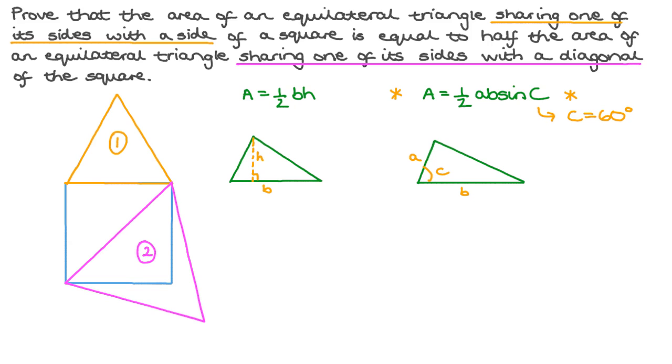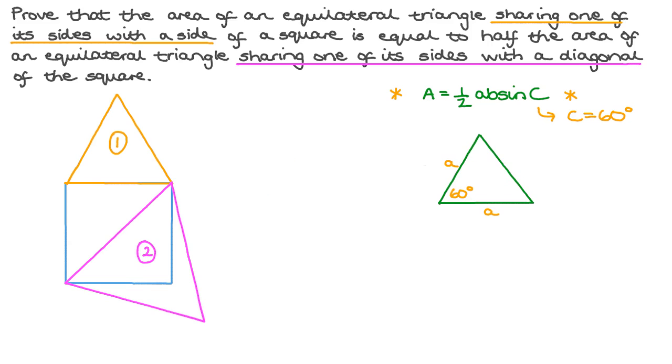Now, as both of these triangles are equilateral, this means that all of their internal angles are 60 degrees. So we know that the value of C in our second formula will be 60 degrees. In order to use the second formula then, we just need expressions for the side lengths of each triangle. As our triangles are equilateral, this means that all three sides are the same length. So in fact, our formula becomes 1/2 multiplied by A squared multiplied by sine of 60 degrees, where A is the side length of each triangle.